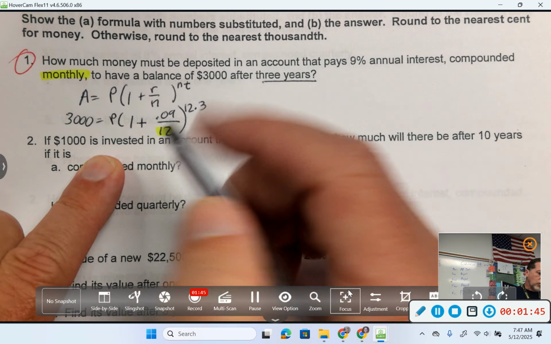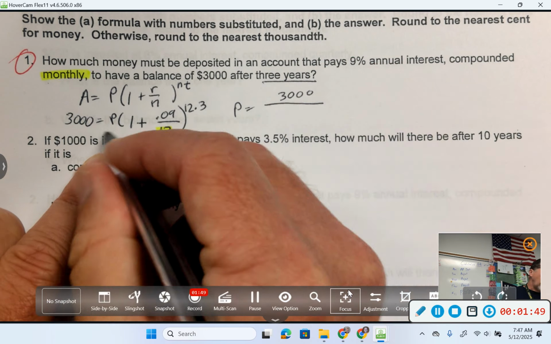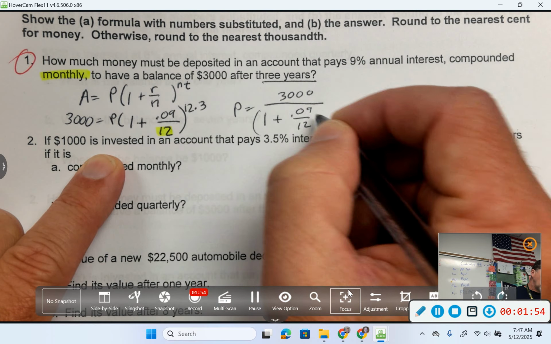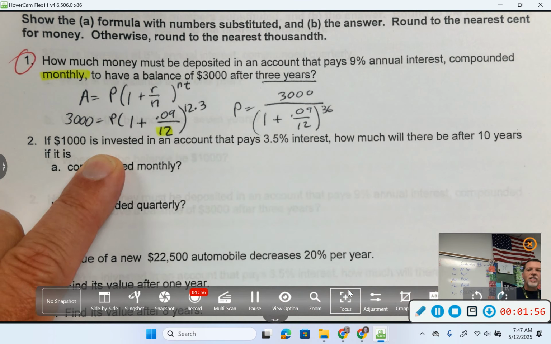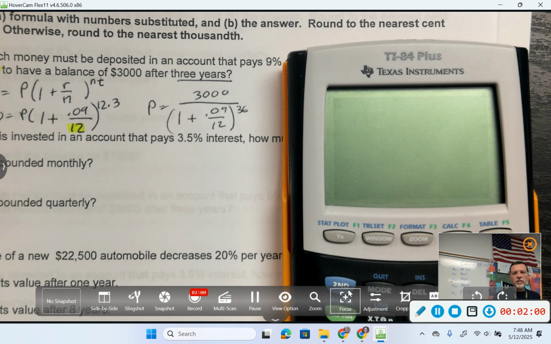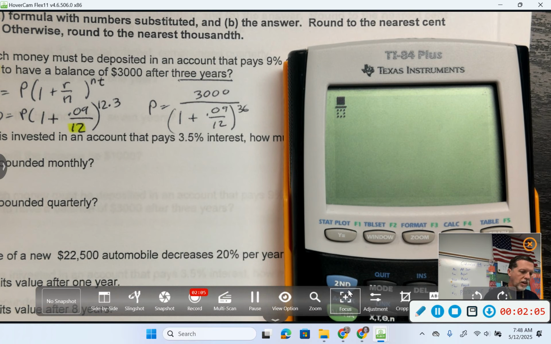Okay, so I think I just want to put all this in the calculator. 3,000 divided by all of this. Just going to go ahead and change that to 36. Okay, be careful with parentheses. I could do the fraction bar thing. 1 plus 0.09 over 12, all to the 36.